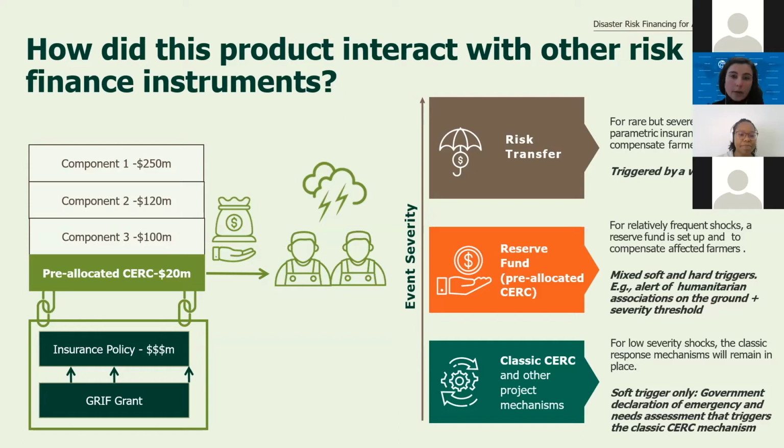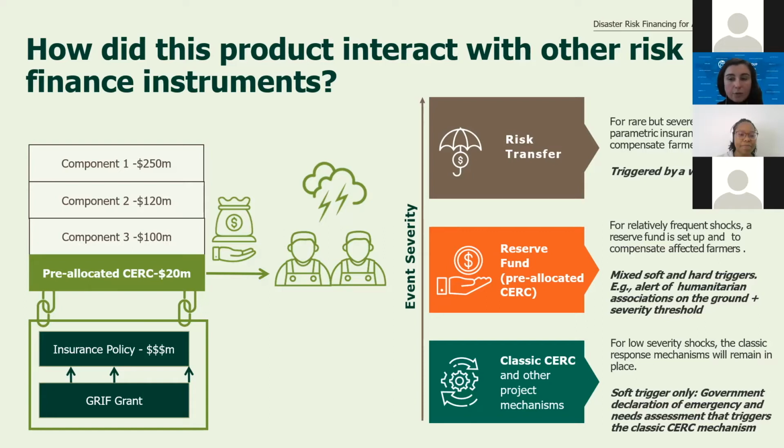And its trigger for funds disbursement is a soft trigger. By that, I mean the government declares an emergency and costs the response to that emergency. And that's how the funds from the classical CIRC are disbursed. Moving up on the event severity scale, we will use the reserve fund, or the pre-allocated CIRC that I had mentioned.